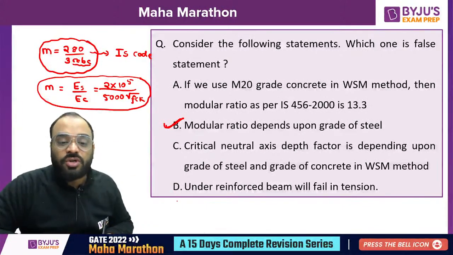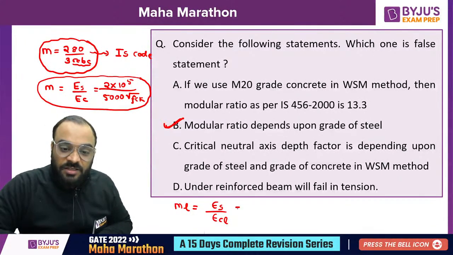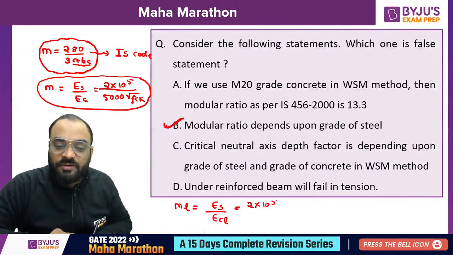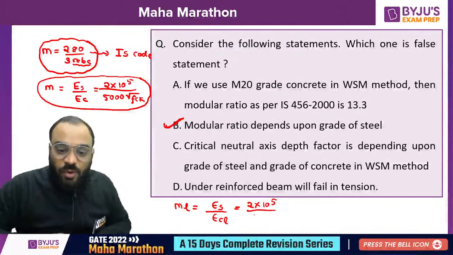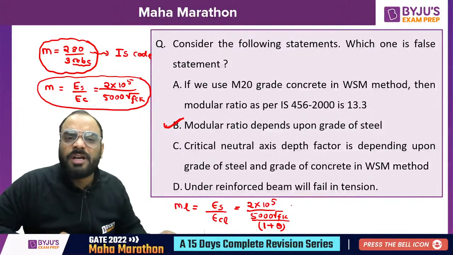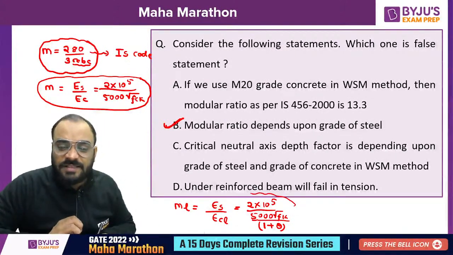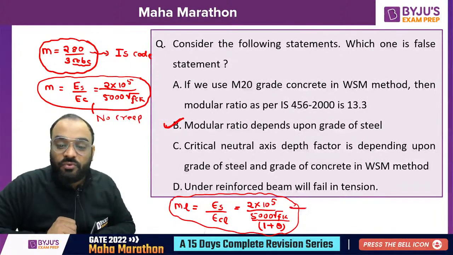But if we talk about long-term modular ratio, in that we need to consider the effect of creep. So that's why you need to write ECL. This value will remain the same, which is basically 2 into 10 raised to power 5. But the value of Young's modulus of elasticity of concrete will change. That will become 5000 under root of FCK divided by 1 plus creep coefficient, and you need to multiply this in the numerator part ultimately. So this is basically long term and this is basically short term. In this case, no creep effect, and in this case, full effect of creep.